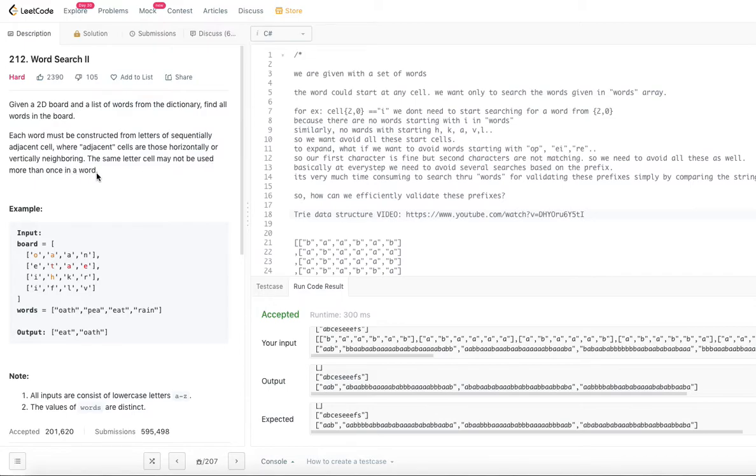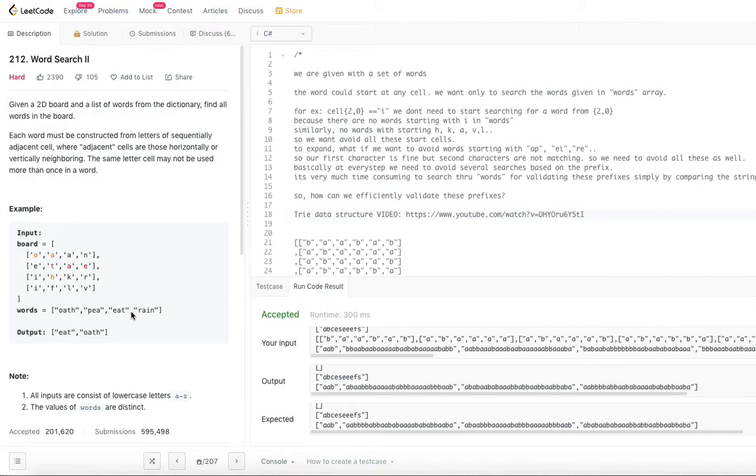So we are given a two-dimensional board that has all the different characters, right? And we are given the words in the dictionary. Now we need to find how many of these words can be formed by using the characters in the 2D board. If you look at the example on the left side, this is a 4x4 board, two-dimensional, and it has been given the words oath, pea, eat, rain. So these are the 4 words.